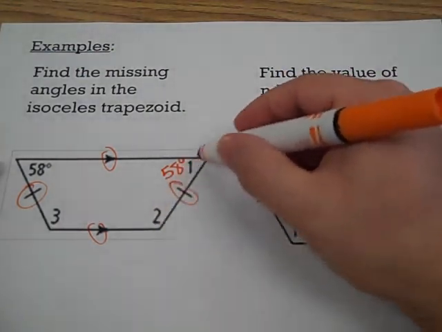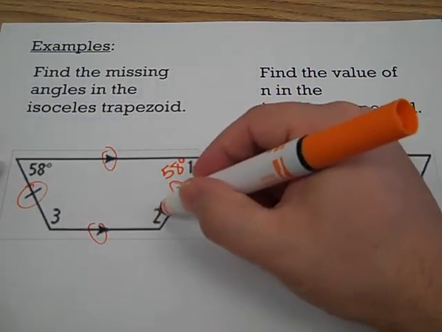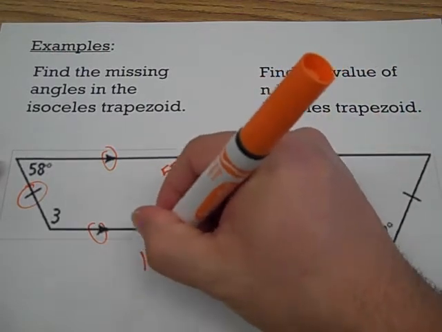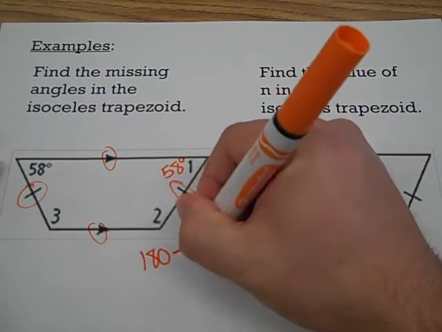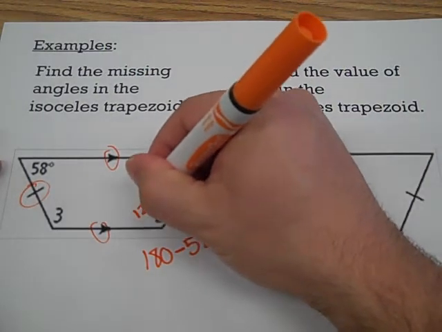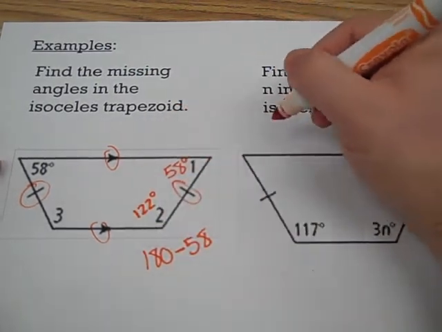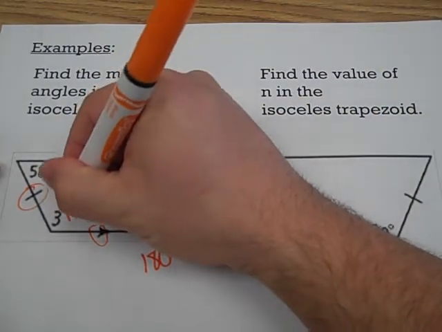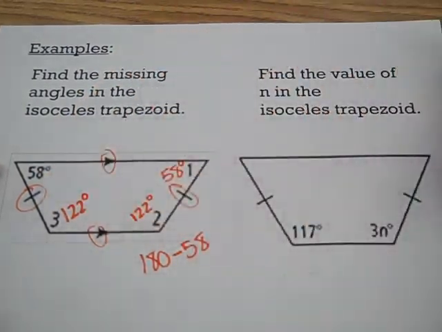These opposite base angles are supplementary, so I can find angle 2 by doing 180 minus 58, which is going to tell me that angle 2 is 122 degrees, and therefore angle 3 is also 122 degrees.